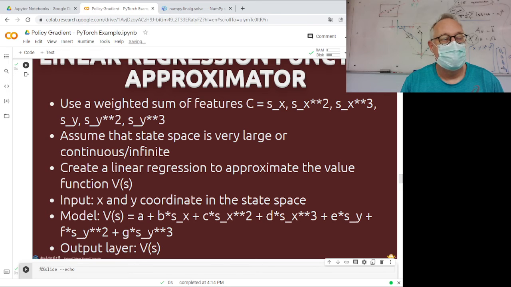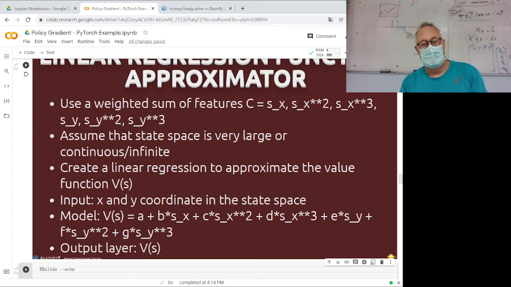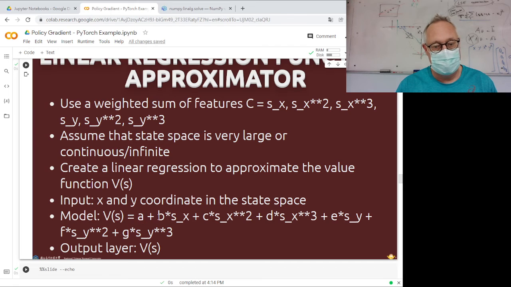So now we solve that linear regression problem using gradient descent. Our model is A, so some bias term, plus B sx, C sx squared, D sx cubed, plus E sy, F sy squared, G sy cubed, right? And that will generate our output here.